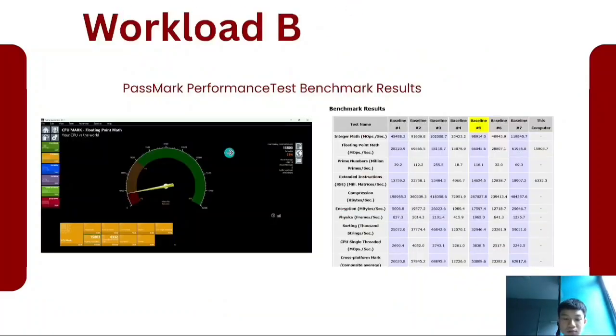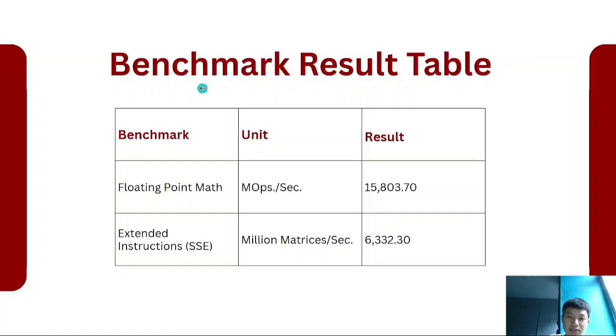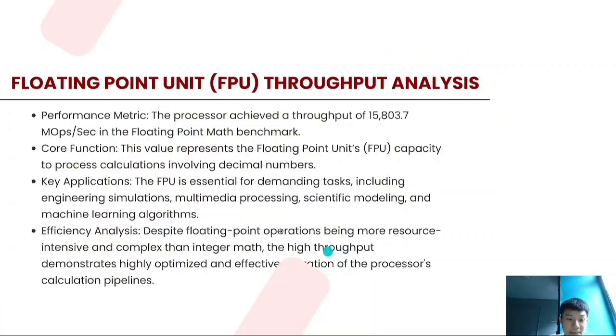Now I will move on to workload B, which focuses on evaluating the processor floating point unit performance and SIMD execution capability. These are the screenshots of the Passmark performance test benchmark result, and this is the table of the benchmark result. The floating point maths benchmark achieved 15,803.7 million operations per second, while the extended instruction SSE benchmark recorded 6,332.3 million matrices per second. The floating point maths result shows that the processor is capable of performing a large number of floating point calculations efficiently.